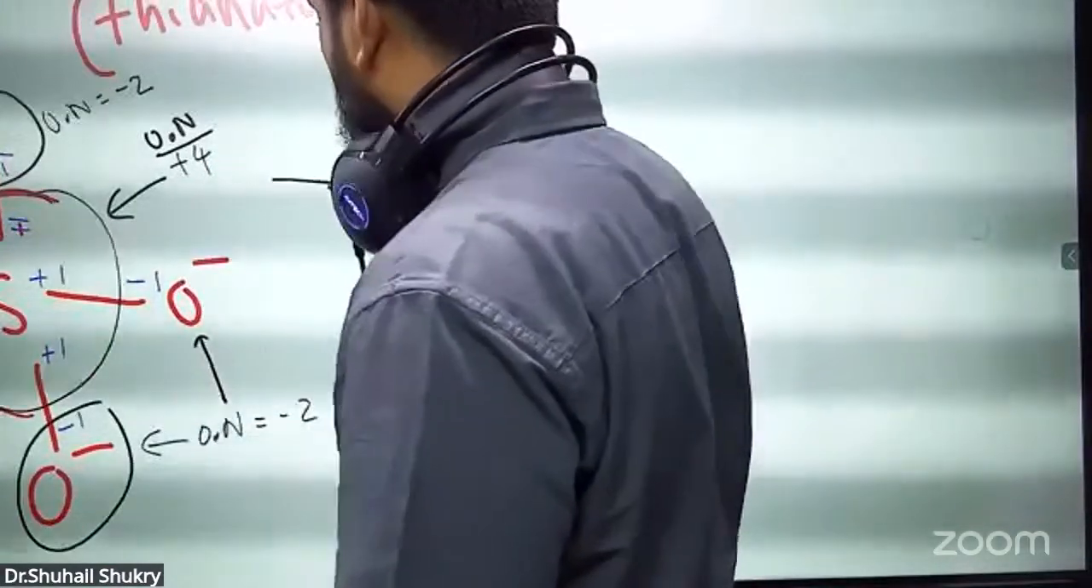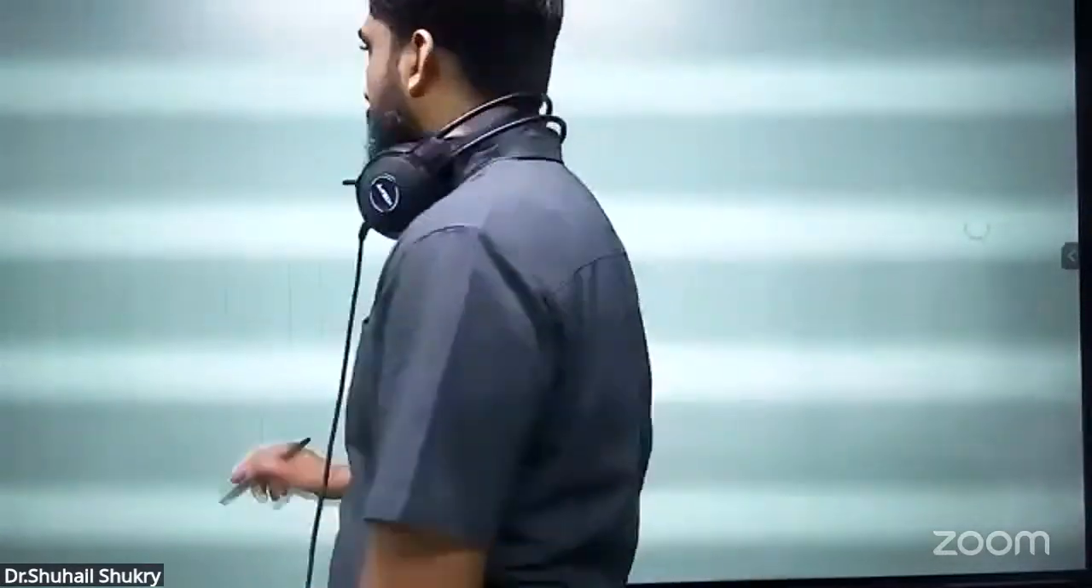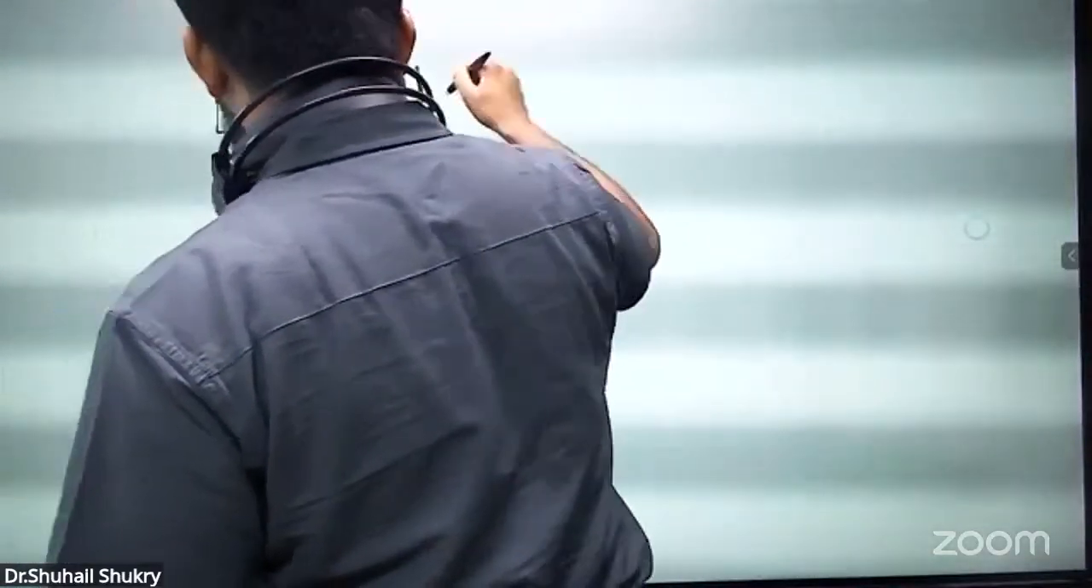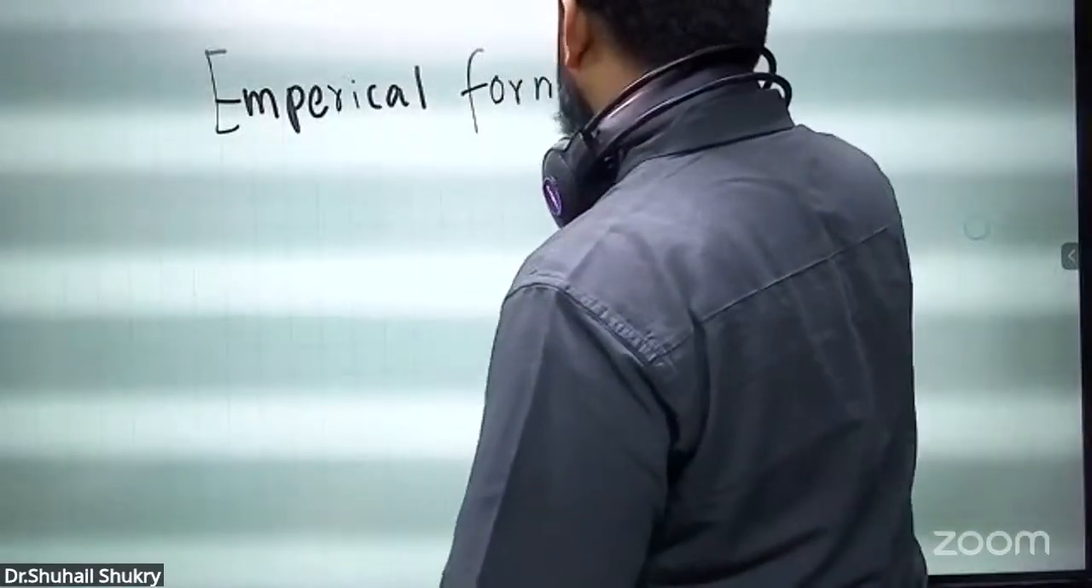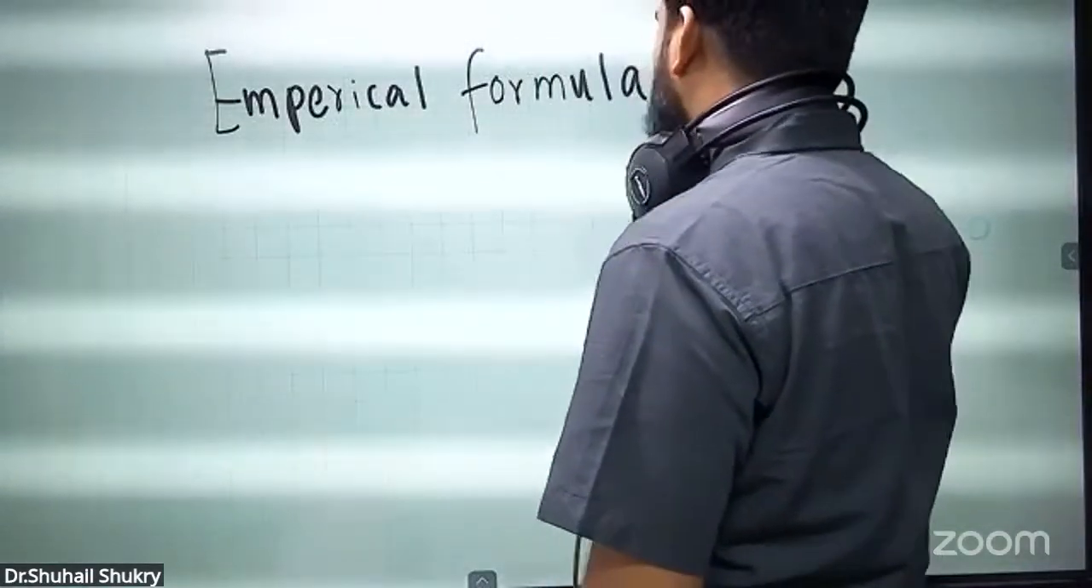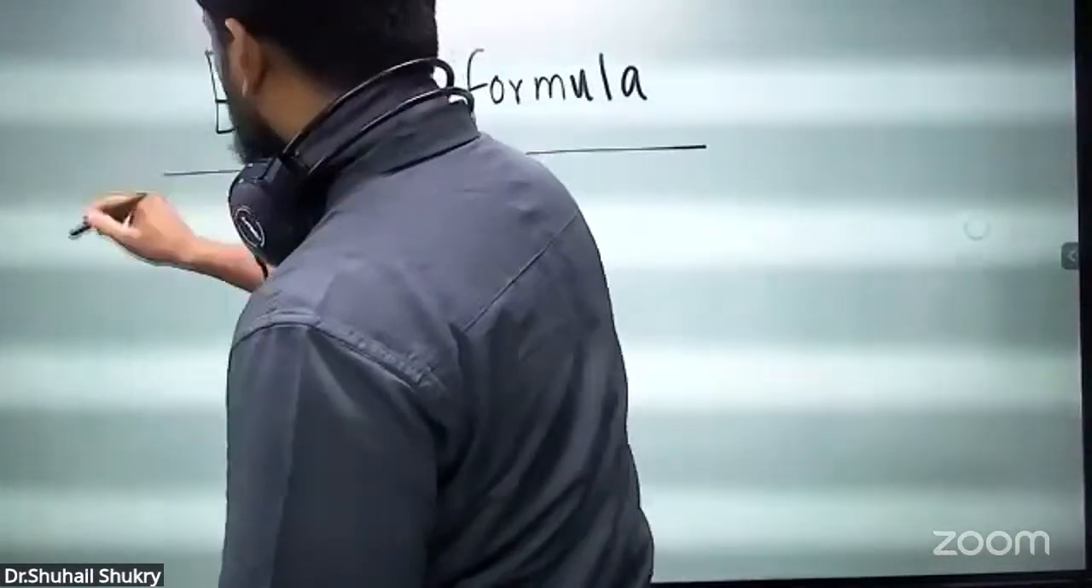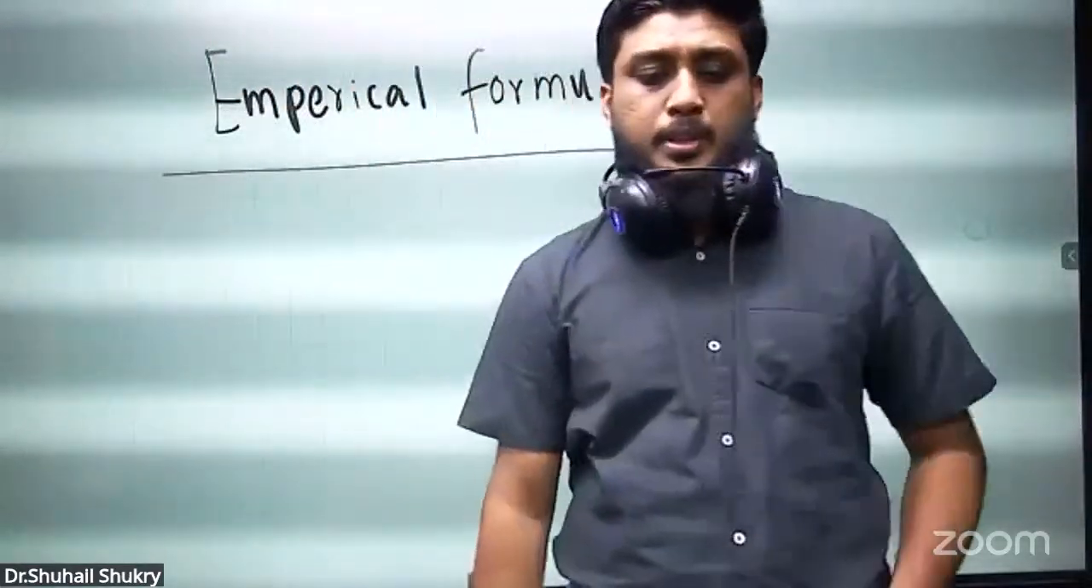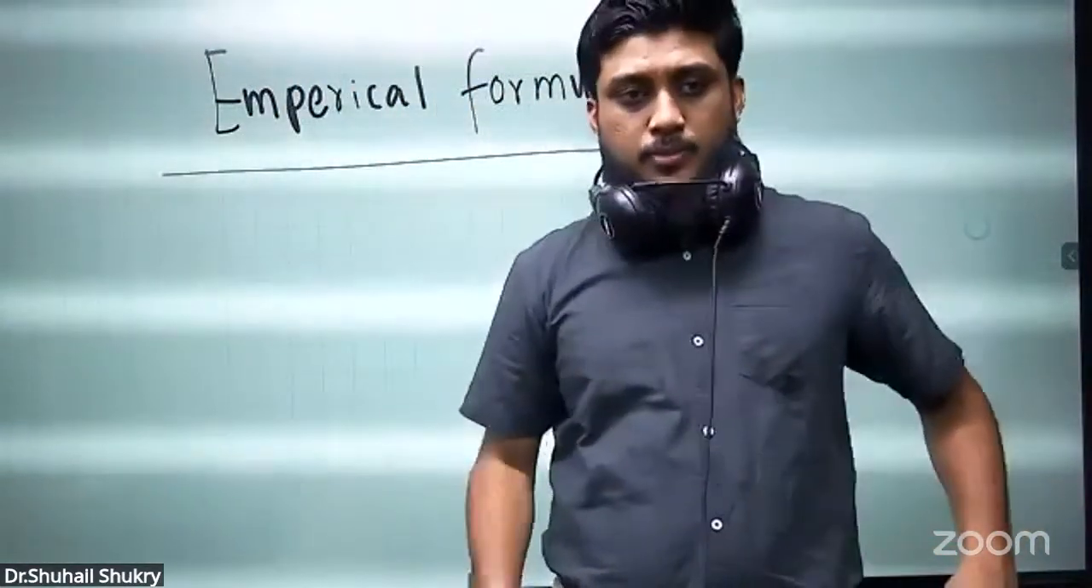Now we'll go to empirical formula and molecular formula. First of all, you should know what an empirical formula is. Empirical formula is important. Listen carefully. Empirical formula means the simplest formula of a compound.